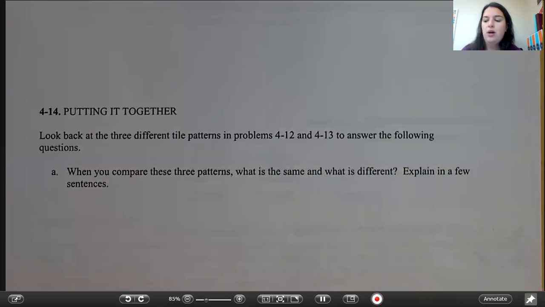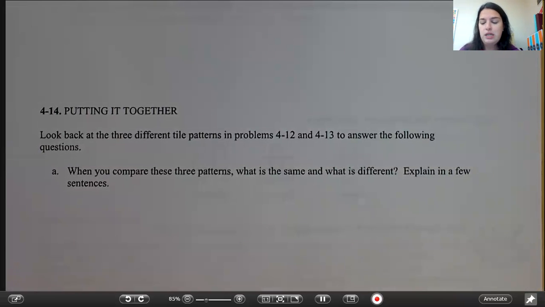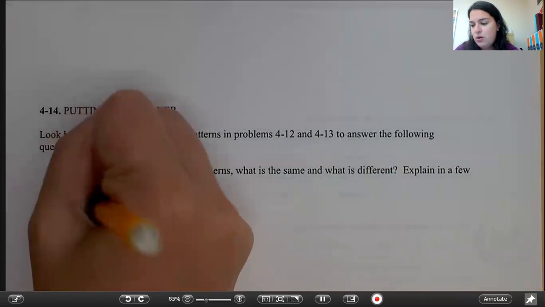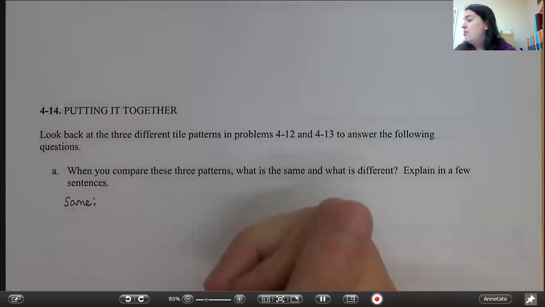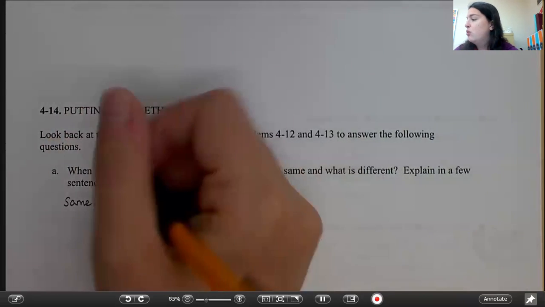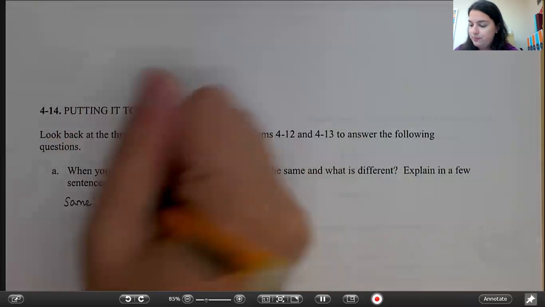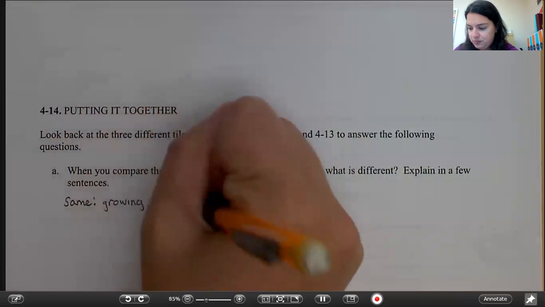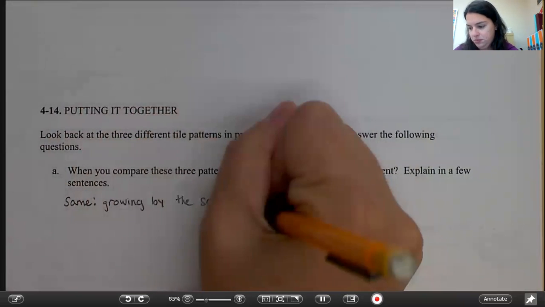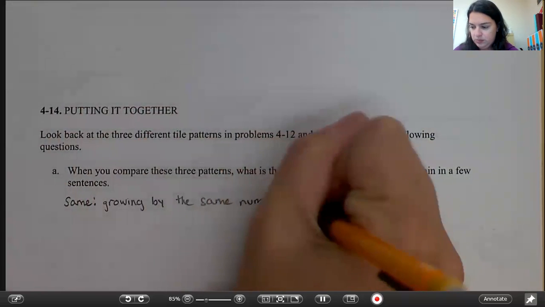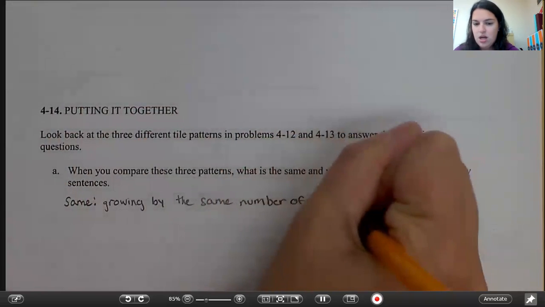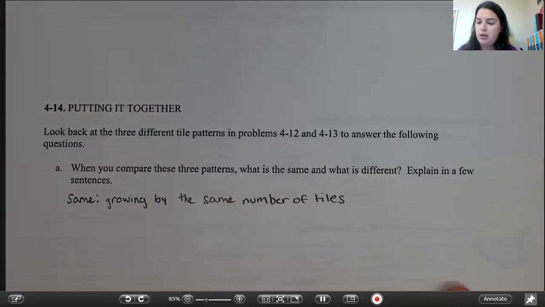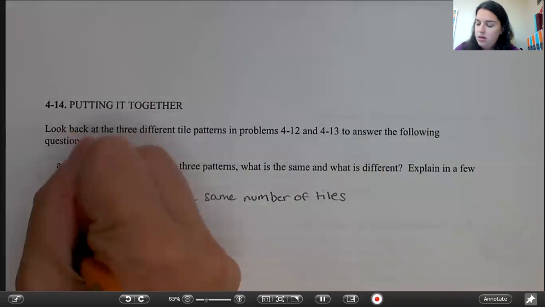If you're back with me, we are going to talk about problem 414. So we're just going to say a couple things that are the same. Hopefully you noticed that the same for all these tile patterns is that they are growing by the same number of tiles. And if you have not figured out what that number is, go ahead and figure it out, and we'll talk about that part in class.